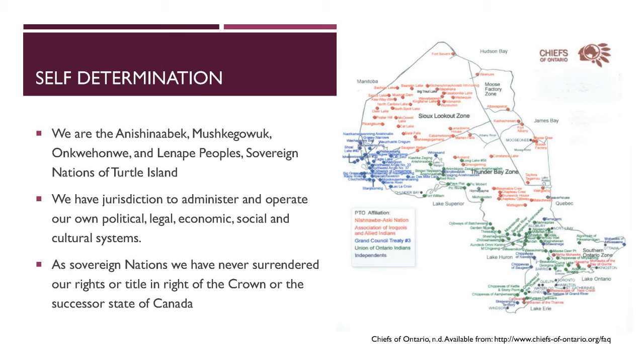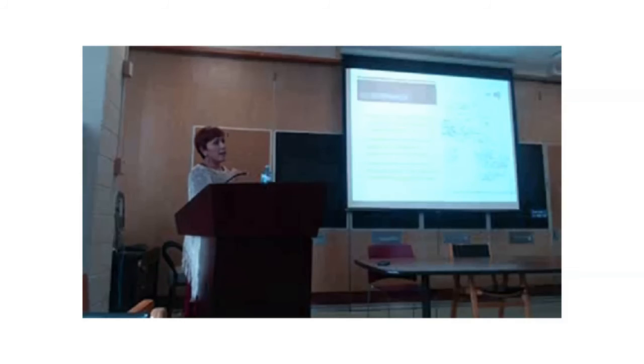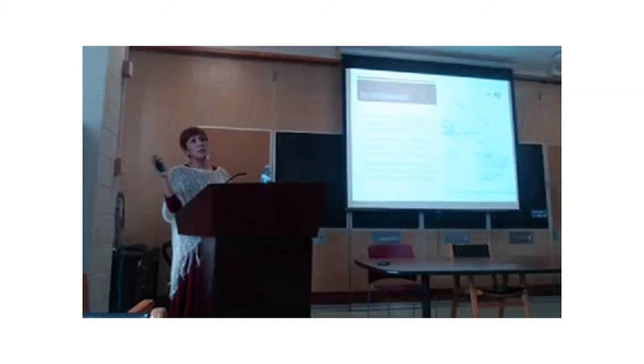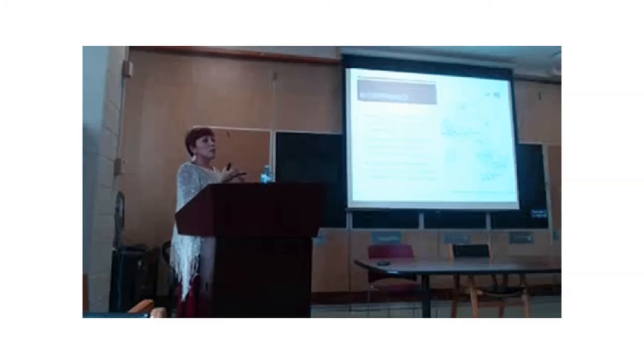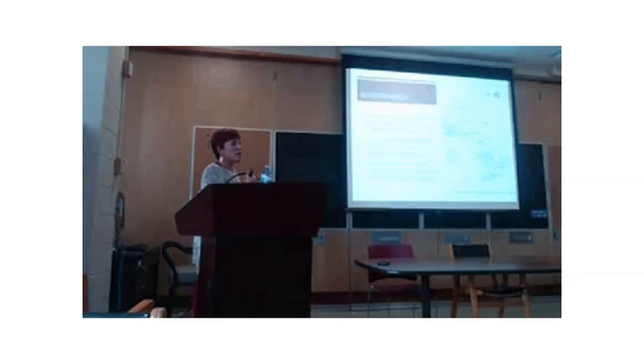It's not. This is from the Chiefs of Ontario. And all they're saying here is, this is who we've always been, this is who we are today, this is who we'll always be. We are the Anishinaabe, the Mishkegawak, the Ambohoe, and the Lenape peoples, sovereign nations of Turtle Island. Despite all of what we've been taught about federal policy and legislation, this is who we've always said we were. This is still who we are. We're smart, we're intelligent, we have ways of knowing and being that are valuable. And we can do this. And we want to do it with you, not against you.